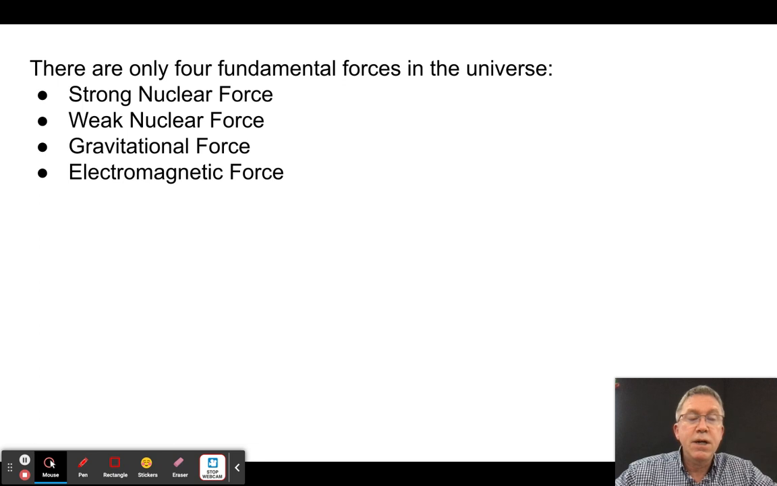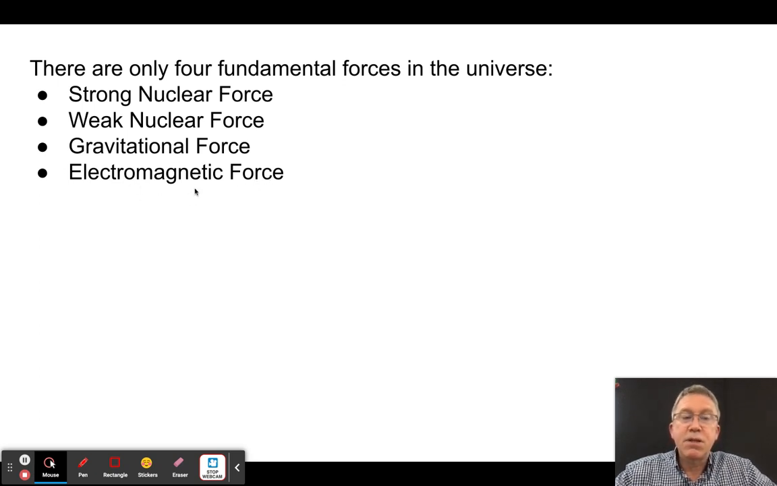And these four forces are the strong nuclear force, the weak nuclear force, and sometimes they say the strong and weak interaction, but we'll just call it forces, the gravitational force, and the electromagnetic force. Now, it turns out the vast majority of the forces that you think of are manifestations of the electrostatic force. Now, we say electromagnetic force.